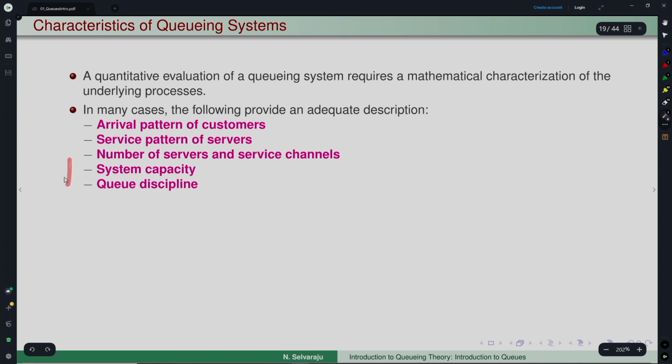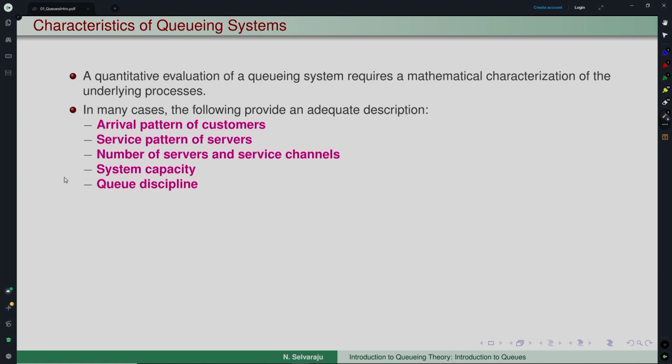First, the arrival pattern of customers. If you have a system, what is the pattern of arrivals of customers to that system? Again, I recall that customer is a generic term. It could be human beings, or cars, or messages, emails, telephone calls, or anything of that sort.